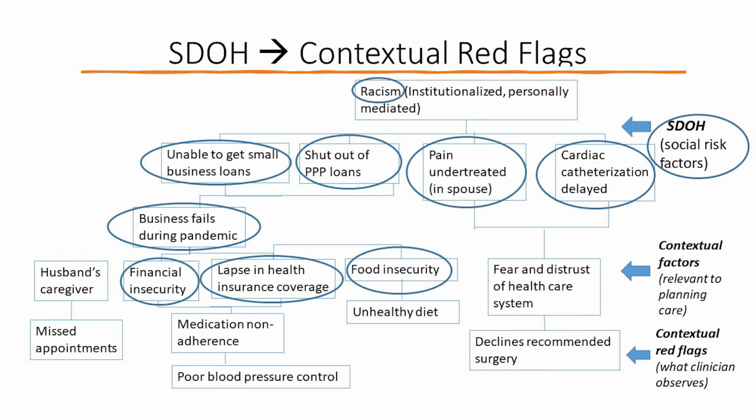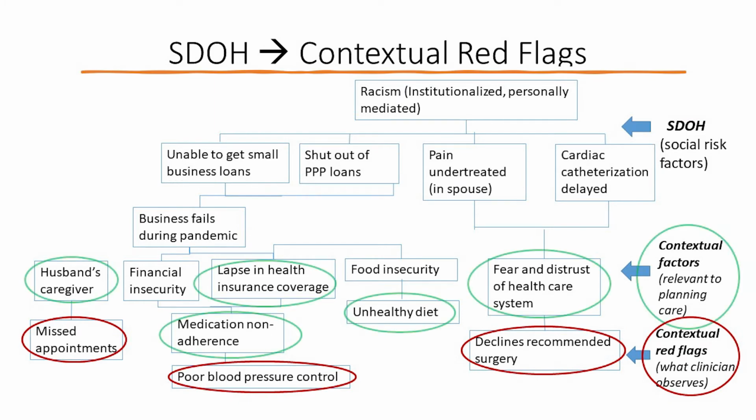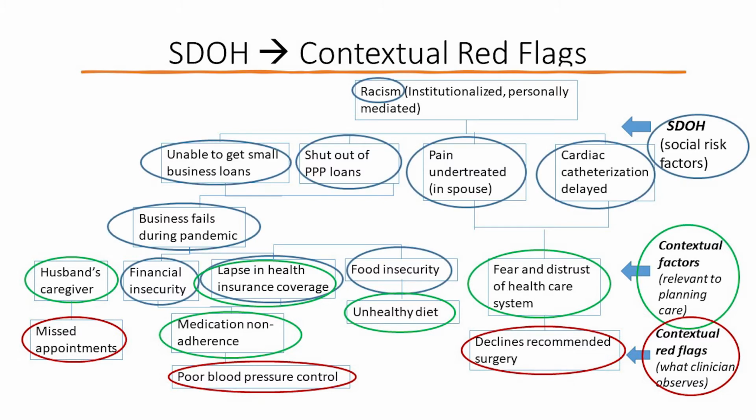At the top, we see social determinants of health, specifically social risk factors. If we look from the bottom, we see contextual red flags. Right above these contextual red flags are a set of contextual factors relevant to planning the patient's care. Now, when you put it all together, there's probably a certain amount of overlap. I would defer to others who are more familiar with the literature on social risk factors as to what they would include or exclude. I think the key point here is that the social determinants of health, specifically the social risk factors, are the high-level or social forces that are driving what the clinician is seeing and what the patient is experiencing.